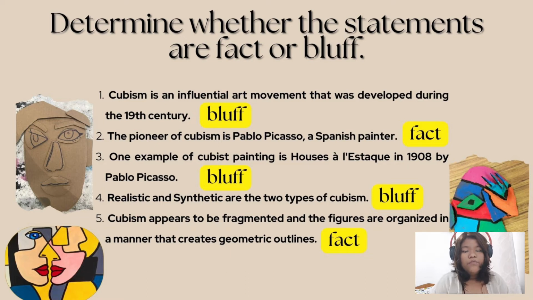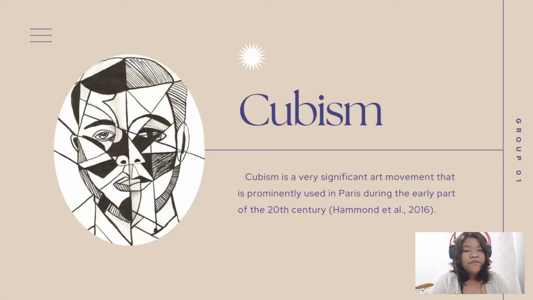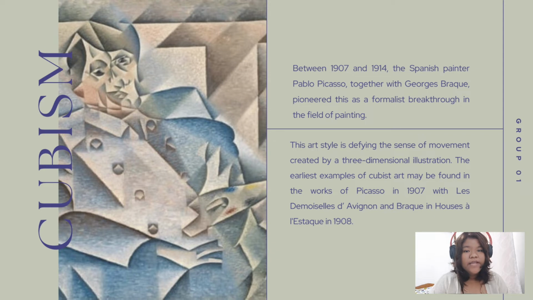Moving on, we will define Cubism first. Cubism is a very significant art movement that was prominently used in Paris during the early part of the 20th century. Between 1907 and 1914, the Spanish painter Pablo Picasso, together with Georges Braque, pioneered this as a formalist breakthrough in the field of painting. Through this, a new modern reality was established and illustrated, marking a shift from the Renaissance tradition.